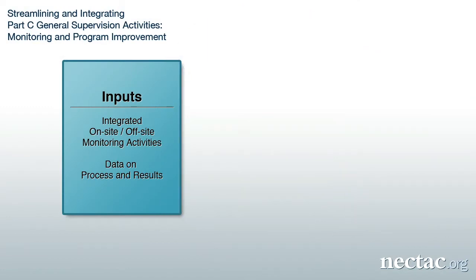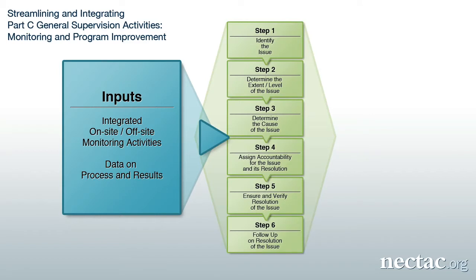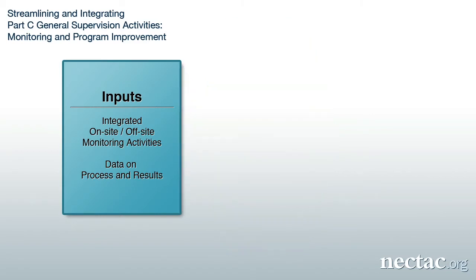Various integrated on-site and off-site monitoring activities, as well as data on process and results, will contribute to actions taken in the 6 steps. Let's take a few minutes and talk about each of these inputs. States typically use a combination of activities to provide a comprehensive picture of the level of compliance and results for each local early intervention program. Such activities can be conducted during on-site visits, but can occur off-site as well.